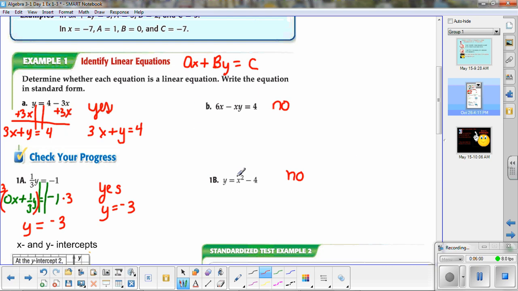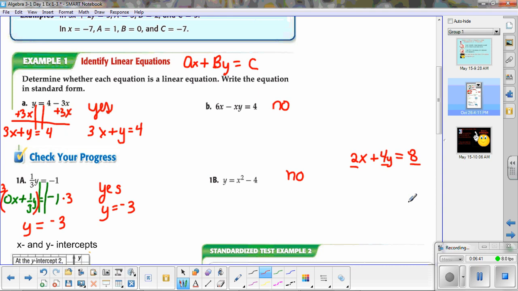Basically, if you look at an equation and you see exponents, it's not linear. If you see an xy term, it's not linear. One thing that isn't shown in any of these examples is something like 2x plus 4y equals 8. This is linear. It is in the form of ax plus by equals c, but it's not quite in standard form because 2, 4, and 8 all have a common factor of 2.